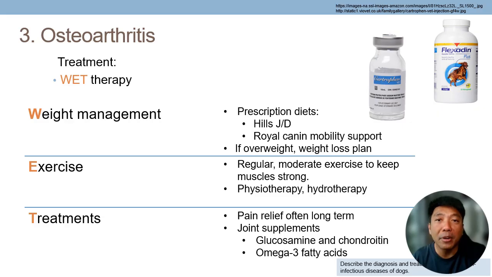Treatment for osteoarthritis includes weight management, joint supplements like glucosamine and chondroitin, and physical therapy. Prescription diets such as Hill's j/d or Royal Canin Mobility Support can help maintain joint health. In addition, therapies like hydrotherapy and physiotherapy can help dogs maintain mobility and reduce pain. For dogs with severe symptoms, monthly injection of medication like Adequan can provide relief.